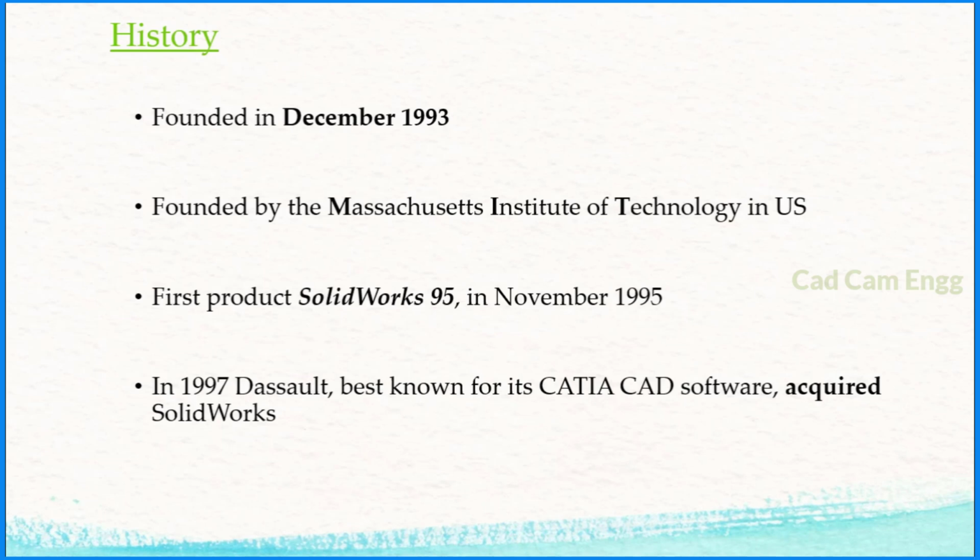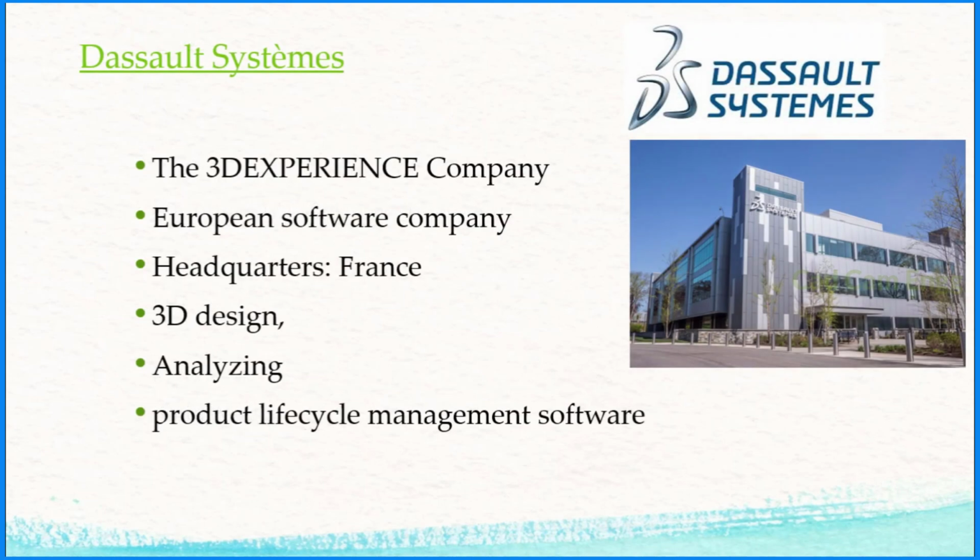I think some of the people know the CATIA CAD software. This is developed by Dassault Systèmes, the company that took over SolidWorks. After that, this company continued to develop it. Now various versions are available in SolidWorks. We will discuss them in an upcoming slide.